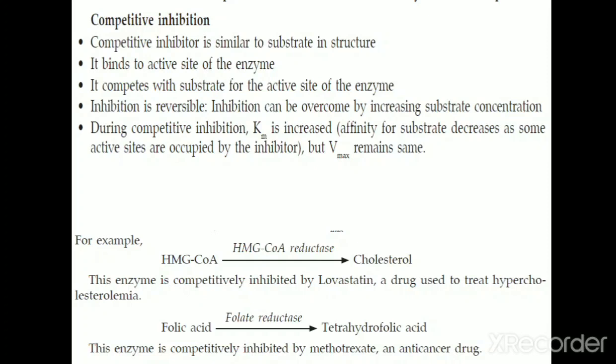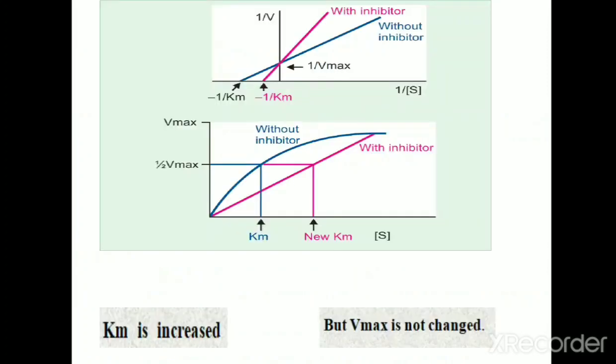After writing all these points, just draw the enzyme kinetic curve. The first graph is the double reciprocal plot, and the second graph is the enzyme kinetic curve. Here the x-axis represents the substrate concentration and the y-axis represents the reaction velocity. The important thing is that Km value increases in competitive enzyme inhibition, whereas Vmax remains the same. There is no change in the maximum reaction velocity attained by the enzyme molecule.